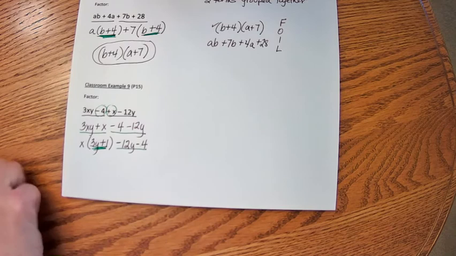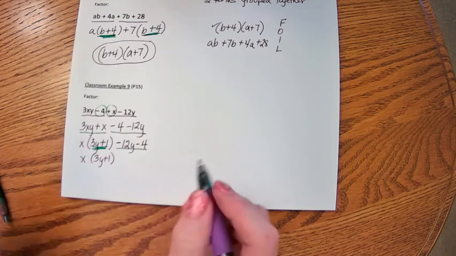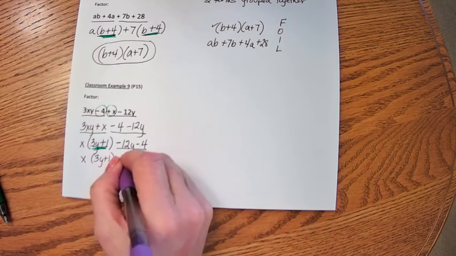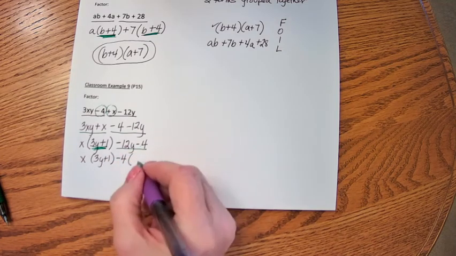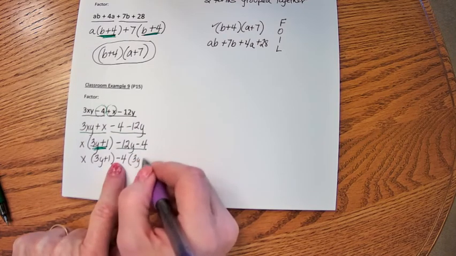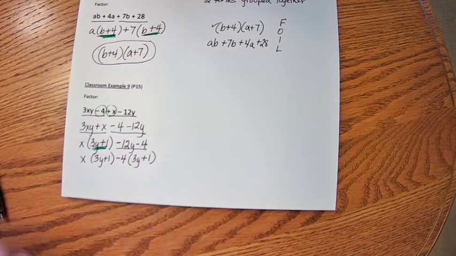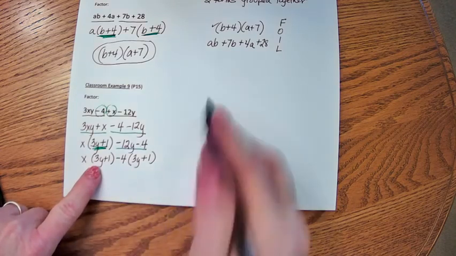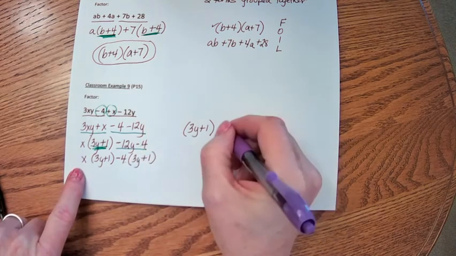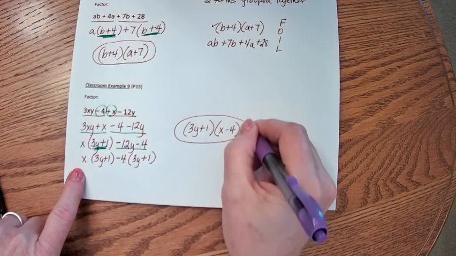Now factor by grouping. So I've got x times 3y plus 1. And between negative 12y and negative 4, I can factor out a negative 4, which is going to leave me with a 3y. Negative 4 times a positive 1 is negative 4. And I'm very happy because that means that 3y plus 1 is my first factor and x minus 4 is my other factor.